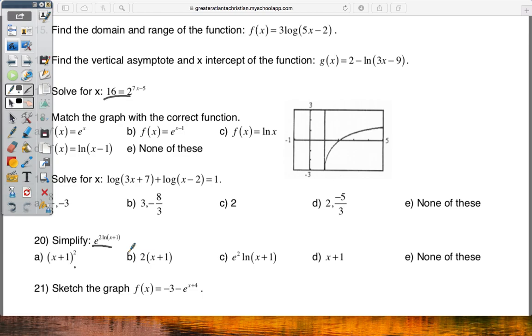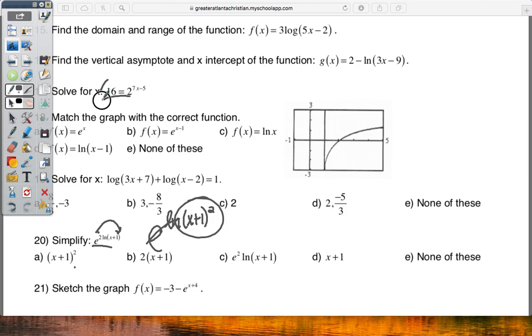E and ln can't cancel. It's a pretty quick one. So we can't cancel because it's not e to the ln. So what do we do with 2? Make it an exponent back here. So it'd be e to the power of ln of x plus 1 squared. Cool? Then they cancel. Then we only have x plus 1 squared left over. Cool? Which would be a.